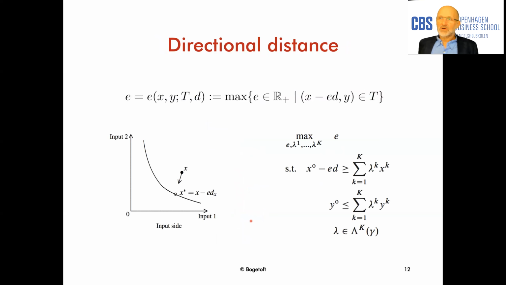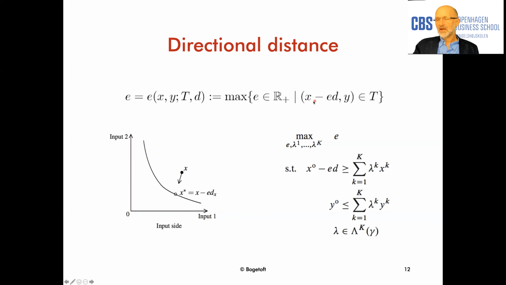Another notion we talked about was the idea of directional distance. You can imagine a situation where you want to reduce the inputs, but you're not sure you want to reduce them proportionally. Maybe certain inputs you would prefer to have reduced faster than others. You could use the directional distance function for that, where you try to maximize this E factor that you multiply on the direction in which you would like to move.